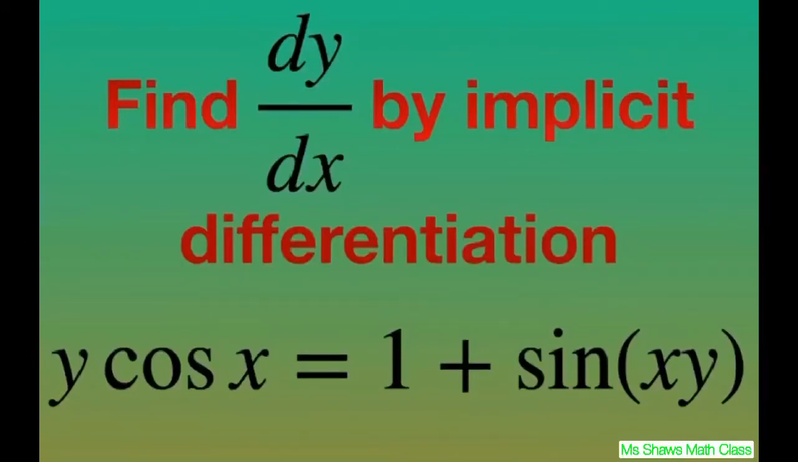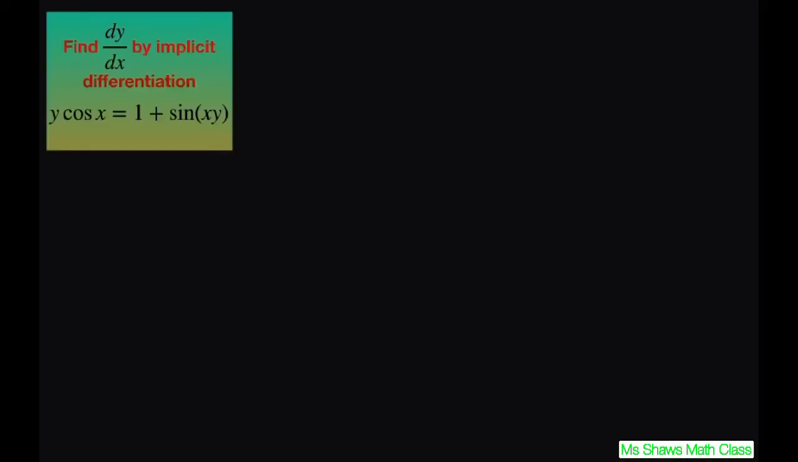Everyone, we're going to find the derivative of y with respect to x using implicit differentiation for y times cosine of x equals 1 plus sine of xy. So we're differentiating both sides of the equation, like this. This is the setup.